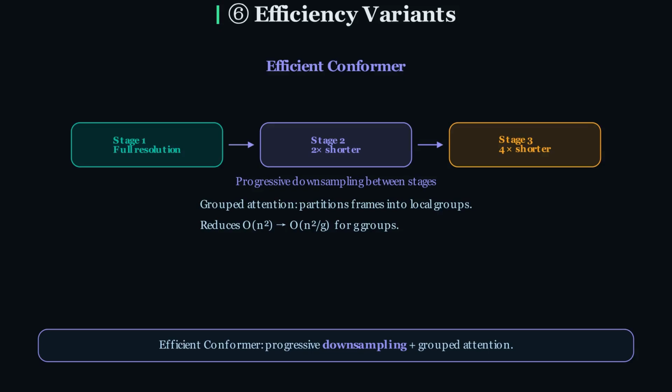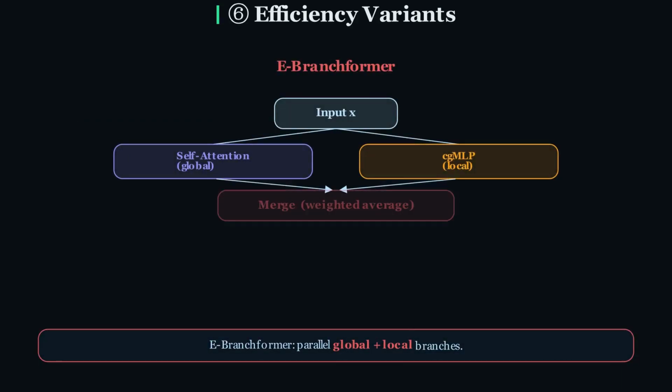The efficient conformer takes a different approach. It progressively downsamples the sequence between encoder stages. Later stages operate on increasingly shorter sequences, where the quadratic cost is most punishing. It also replaces standard multi-head attention with grouped attention, constraining each head to attend only within a local group of frames. This reduces attention cost from O of n squared down to O of n squared divided by the number of groups.